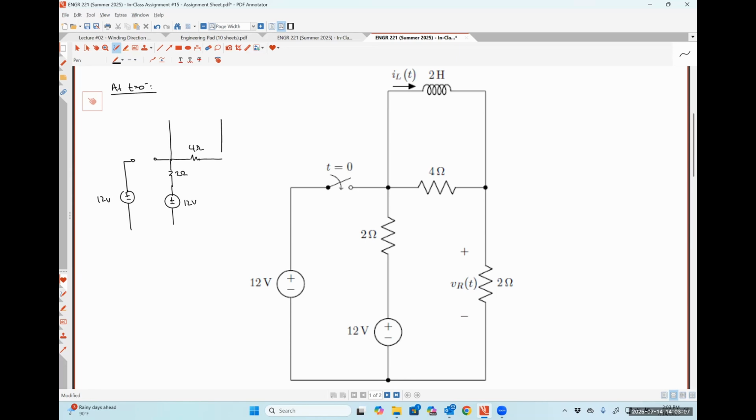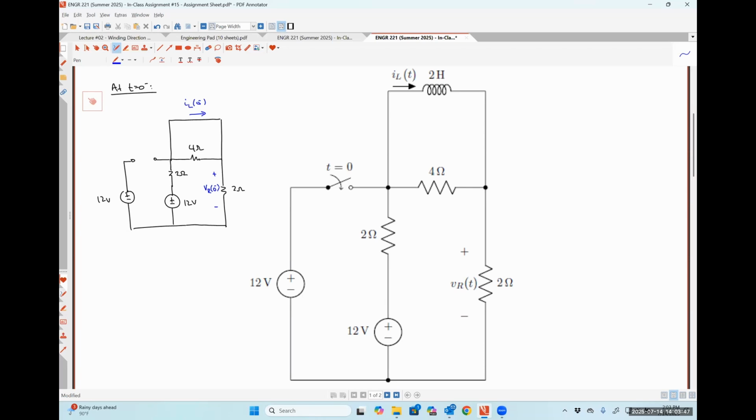Our inductor is going to look like a short circuit because t is equal to 0 minus represents a time where we're at DC steady state. Here is an additional 2 ohm resistor. And the quantities that we are interested in are this current right here, which will be IL at 0 minus, and this voltage right here, which will be VR at 0 minus.